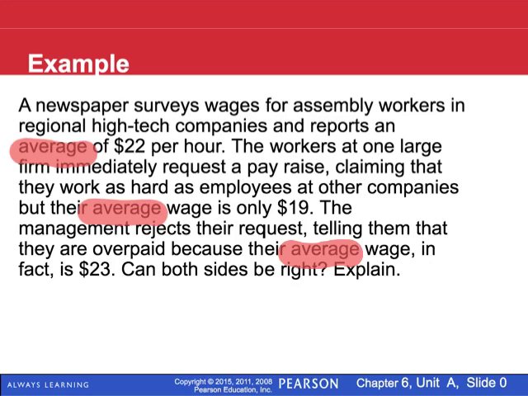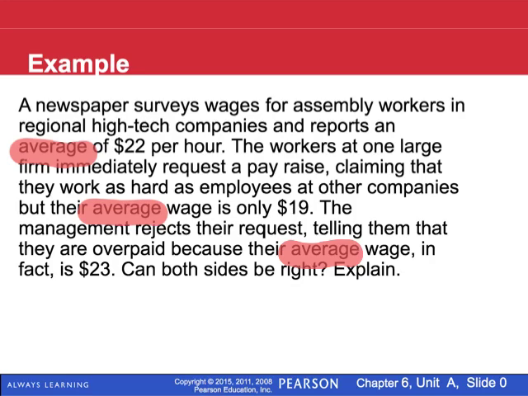So how can both sides be right? So the situation is some newspaper does a survey and finds what an average salary is. Then the people who work in a similar firm say, hold on, we're making less than that, give us a raise. The management says, nope, you're overpaid. So how can the management and the workers both be right? Well, it's because they're using the word average, which isn't precise. Average just means typical value.